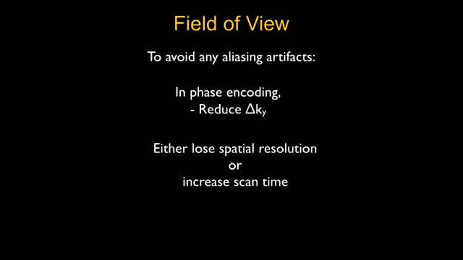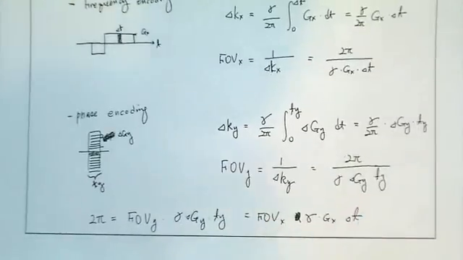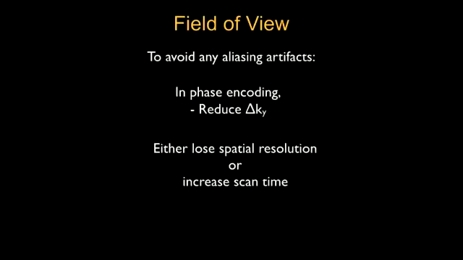Here we go back to here. If you reduce the delta ky by reducing the delta gy, this governs kind of the resolution. But if you reduce the step size, you need more steps to reach that, meaning it's going to take a longer scan. Or if you fix the number of steps and reduce delta gy, the coverage is going to be reduced, meaning you're going to lose the resolution. So to get around increasing the field of view, either you lose the resolution or increase the scan time.